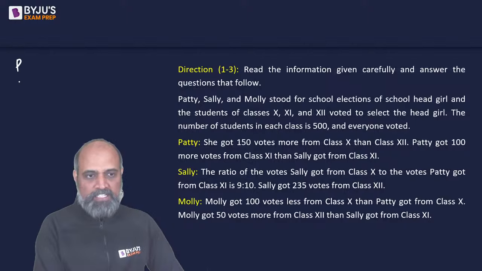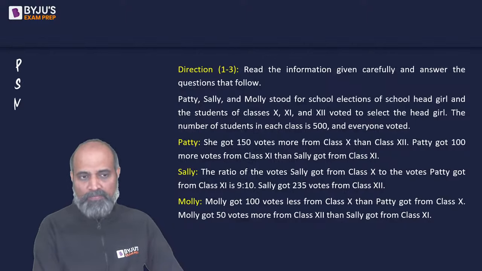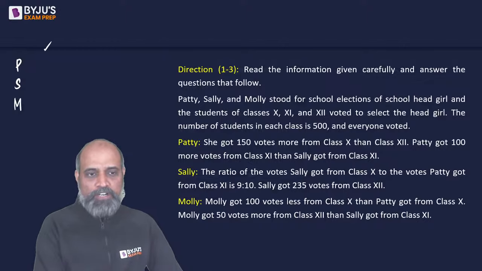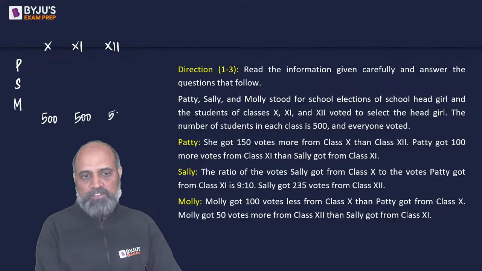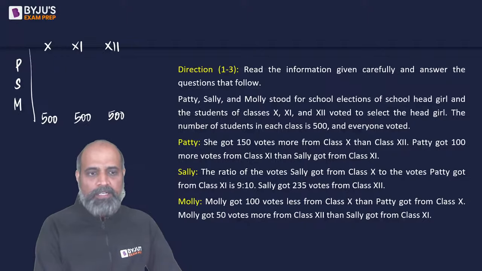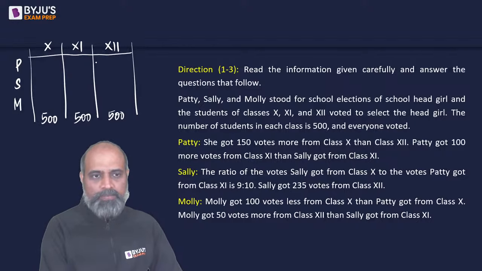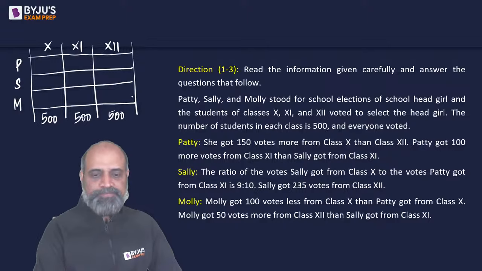Okay, so how to make it easy? I think it's going to be easy if you draw a table. So P, S, M: Patty, Sally, Molly. And then we have class 10th, class 11th, and class 12th. Remember that the total number of votes in each of the classes is 500. Now let's see where what number comes.